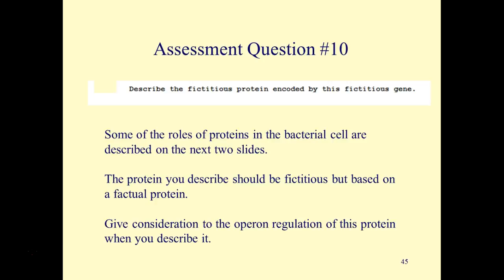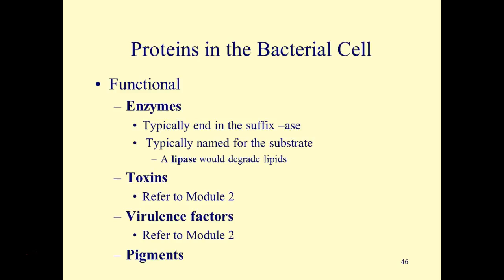But some of the roles of proteins in the bacterial cell are described on the next two slides. The protein you describe should be fictitious, but it should be based on a factual protein. Now, you're going to have to give consideration as to how the synthesis of this protein is regulated, and I'm going to discuss operons here in a moment. So you'll have to think about how this gene is going to be transcribed and translated into the protein based upon a particular operon. So there are a couple of choices here.